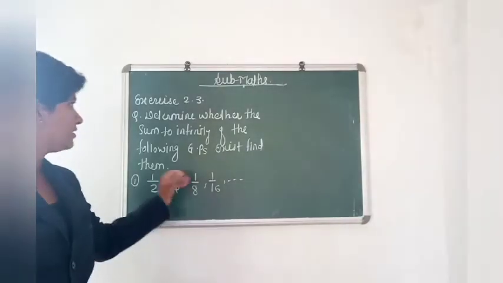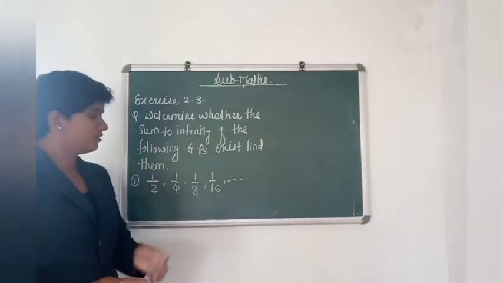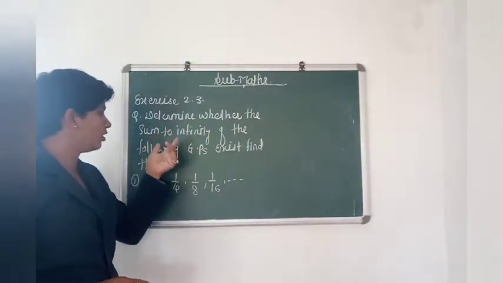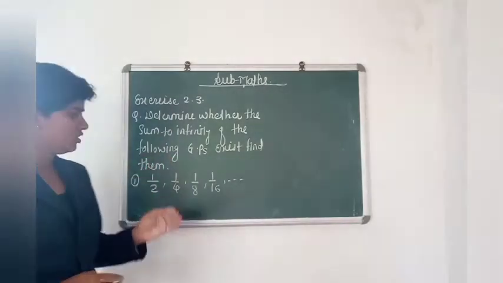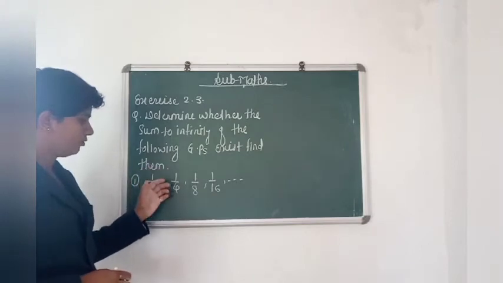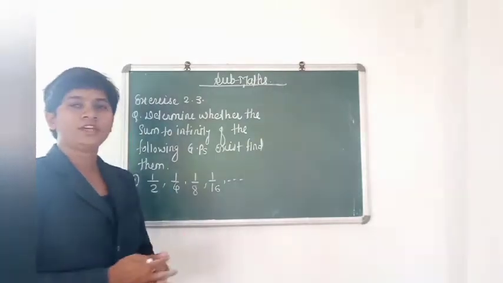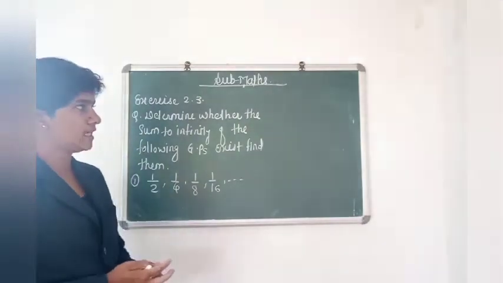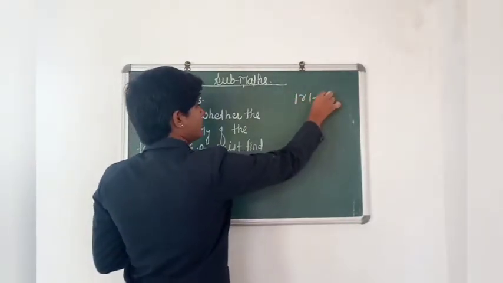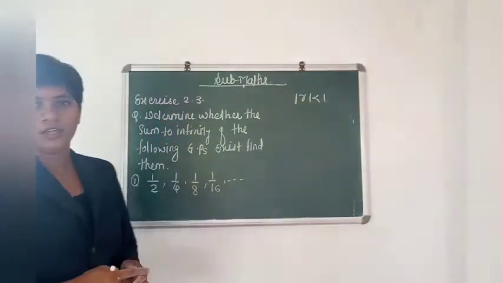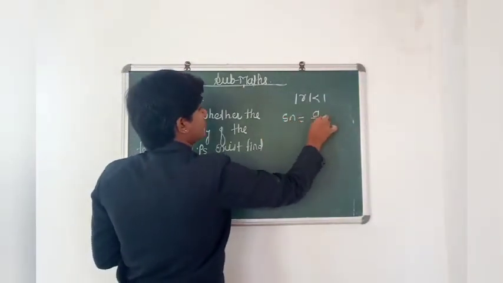Now see here the exercise 2.3, and at the first question, determine whether the sum to infinity of the following GPs exists. Find them. Here the first question: 1 by 2, 1 by 4, 1 by 8, 1 by 16. All of you know the sum of infinite terms of a geometric progression exists only when mod r is less than 1, and then S infinity is equal to a upon 1 minus r.